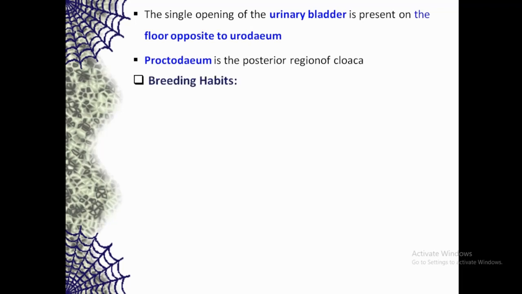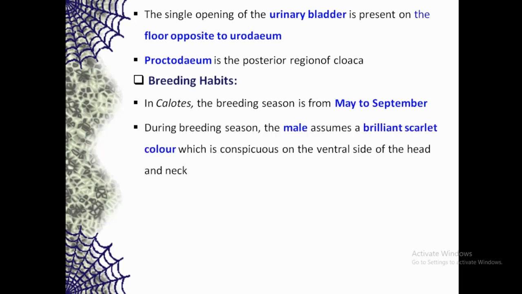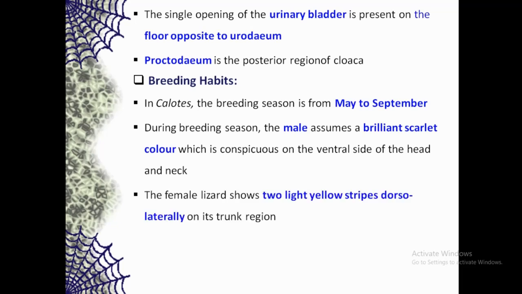Let us see the breeding habits in Calotes. In Calotes, the breeding season is from May to September, and during their breeding season, the male assumes a brilliant scarlet color which is conspicuous on the ventral side of the head and the neck, while the female lizard shows two light yellow stripes which develop dorsolaterally on its trunk region.